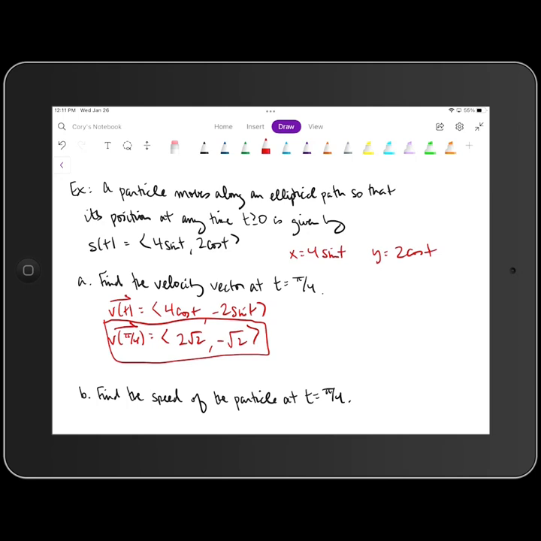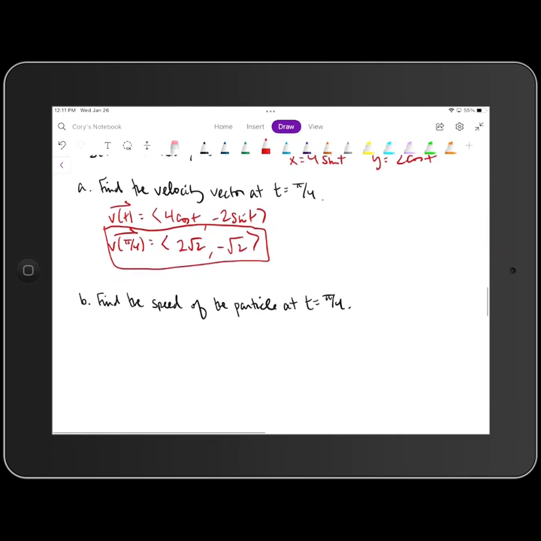Okay, second thing we're asked to calculate in part B is the speed of the particle at time t equal to pi over 4. If we want to calculate speed, that is the norm of the velocity vector.